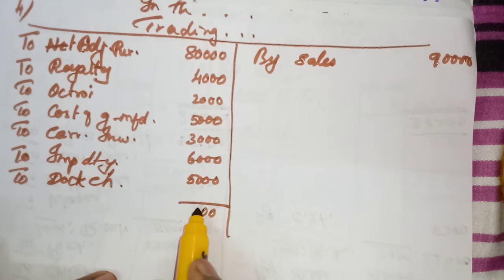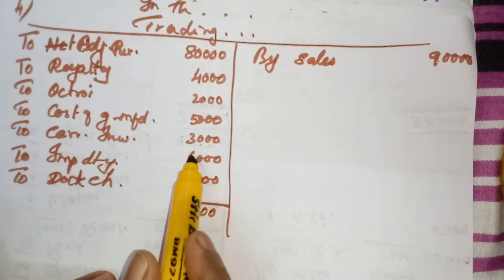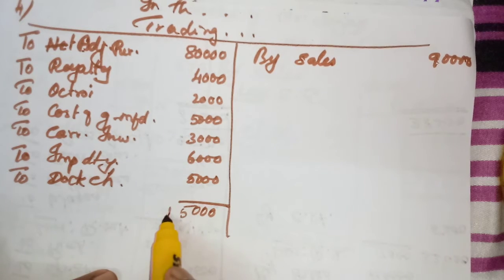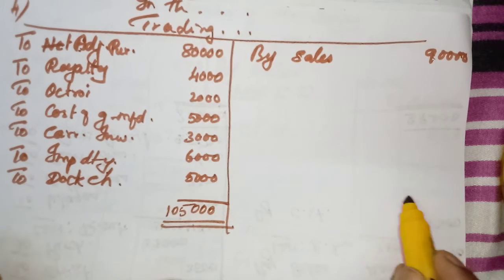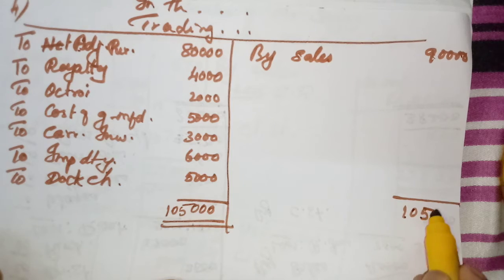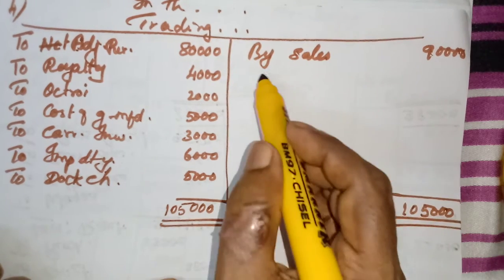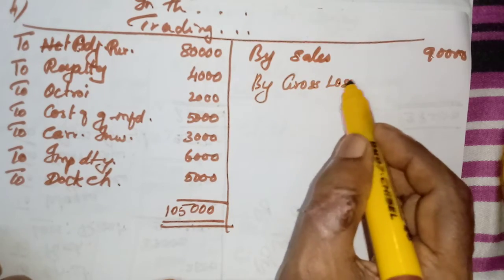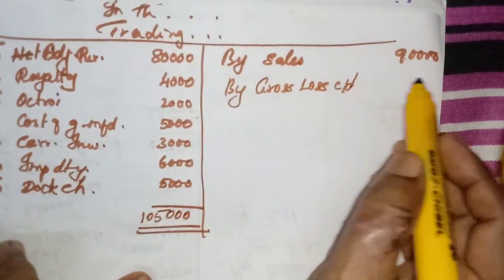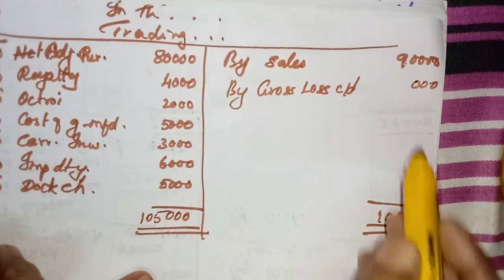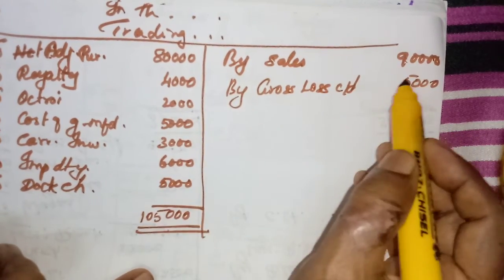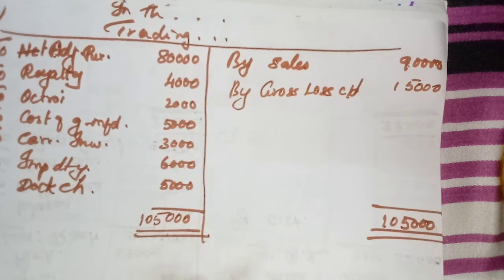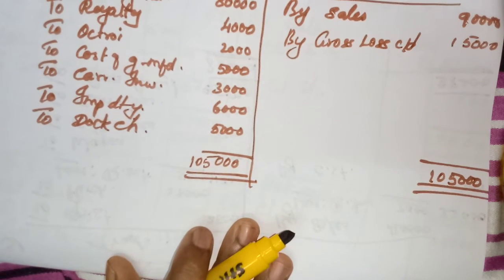Okay, 0, 0, 0, 11, 14, 19, 21, 25, balance 2, 10, 1,05,000. Write the same amount, 1,05,000. So you write the balance amount by gross loss carried on. Okay, 0, 0, 0, 5, 9 plus 1, 10. Okay, so 15,000 is the loss. You have understood now?